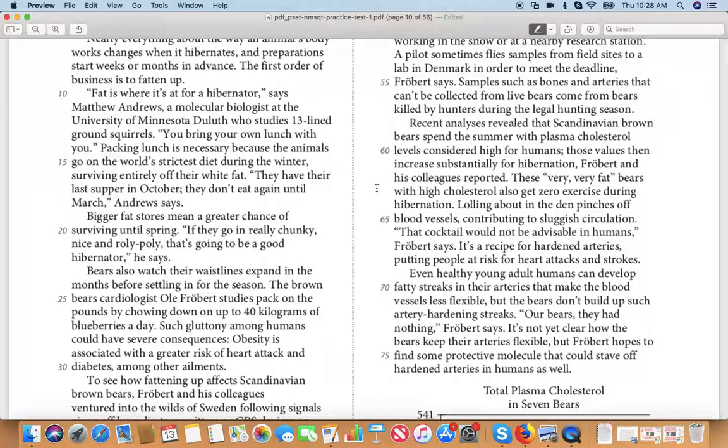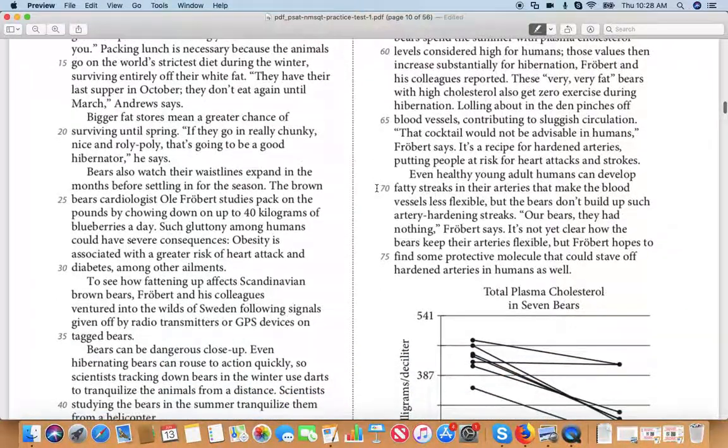Packing lunch is necessary because the animals go on the world's strictest diet during the winter, surviving entirely off their white fat. They have their last supper in October. They don't eat again until March, Andrews says. Bigger fat stores mean a greater chance of surviving until spring. If they go in really chunky, nice and roly-poly, that's going to be a good hibernator, he says.